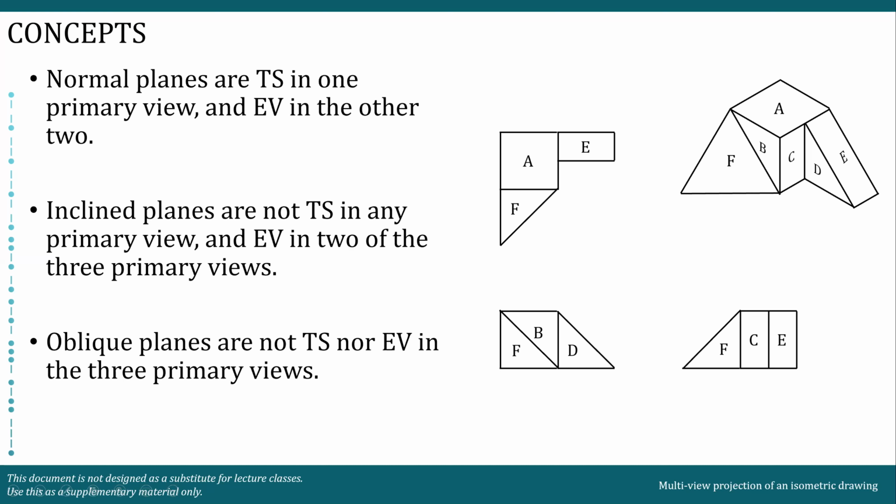So, kapag normal, parang flat siya kapag tinignan mo in one of the primary views. So, kunyari, si A dito mo lang nakita, si B dito mo lang nakita, si C dito mo lang nakita, si D dito mo lang nakita. Kasi edge view siya dun sa two others. So, they are normal.